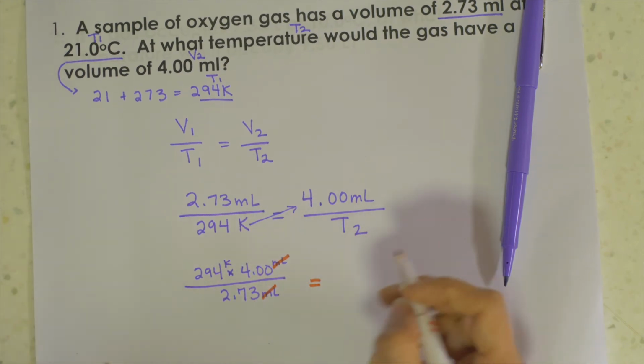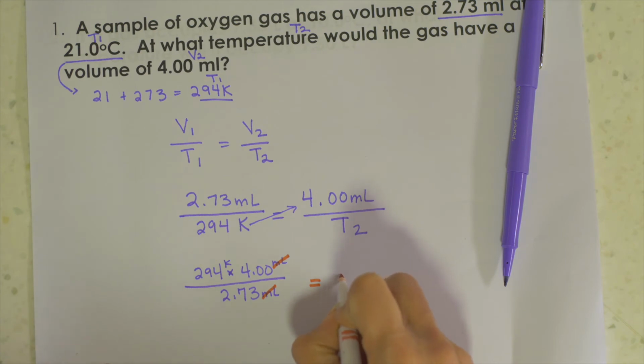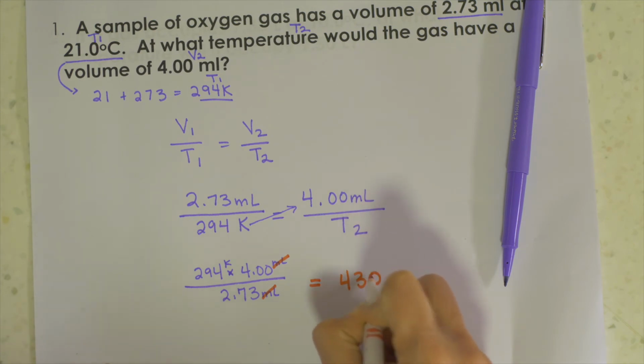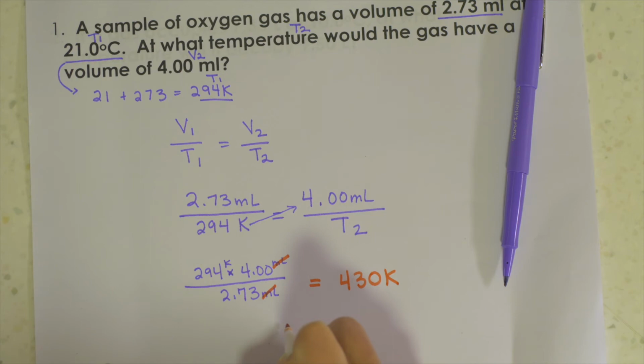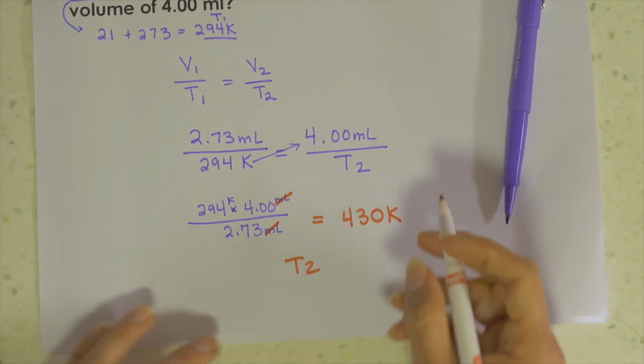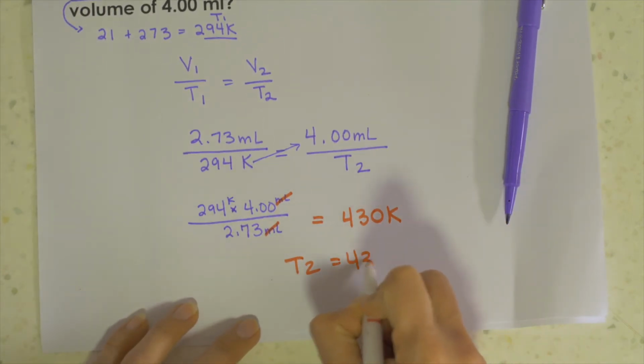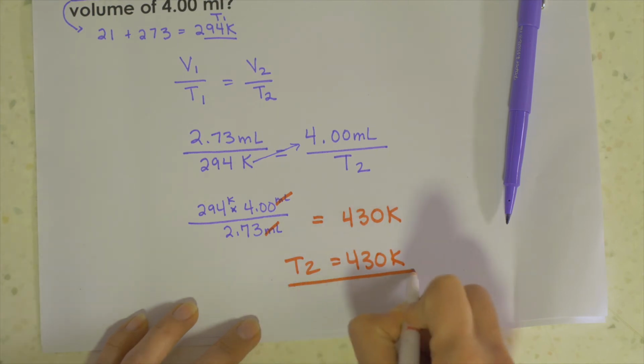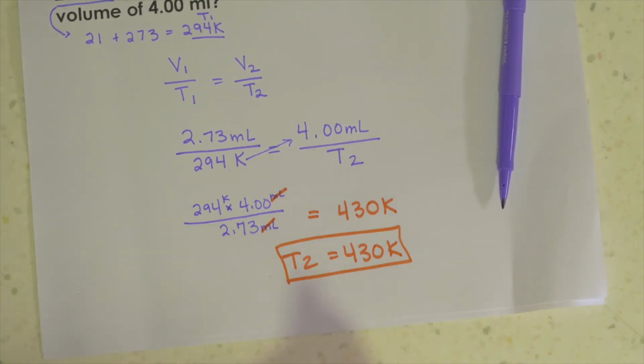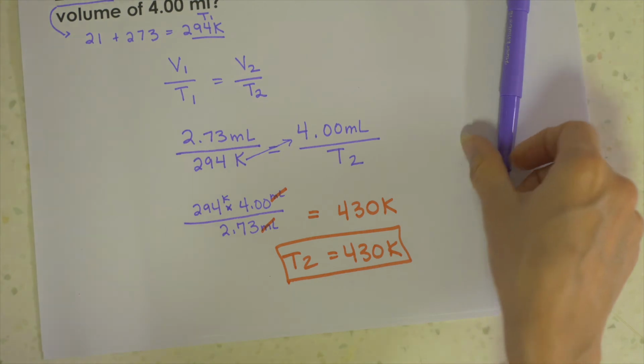So when I put this in my calculator, I'm going to get 430 Kelvin. So T2 equals 430 Kelvin. Box that up. Okay? All right, let's try another one.